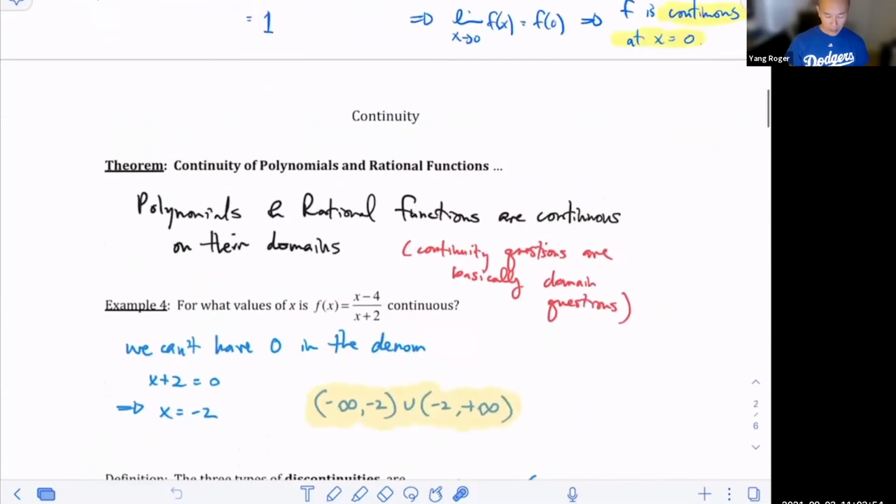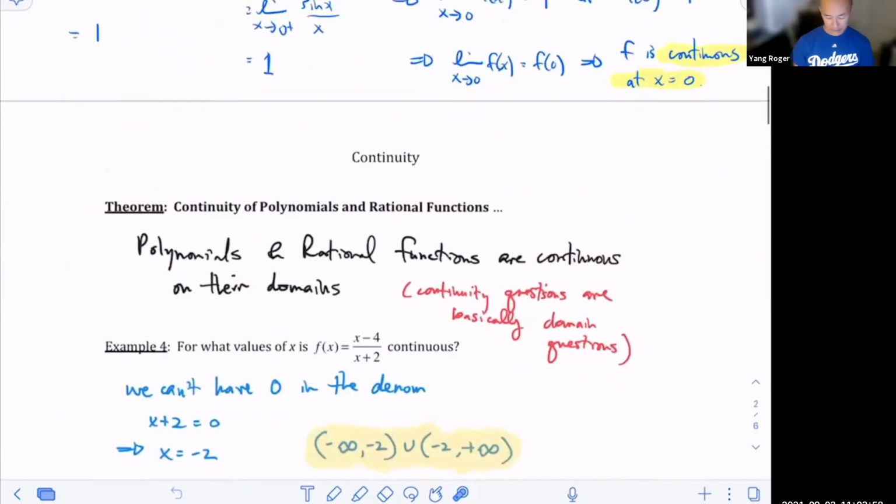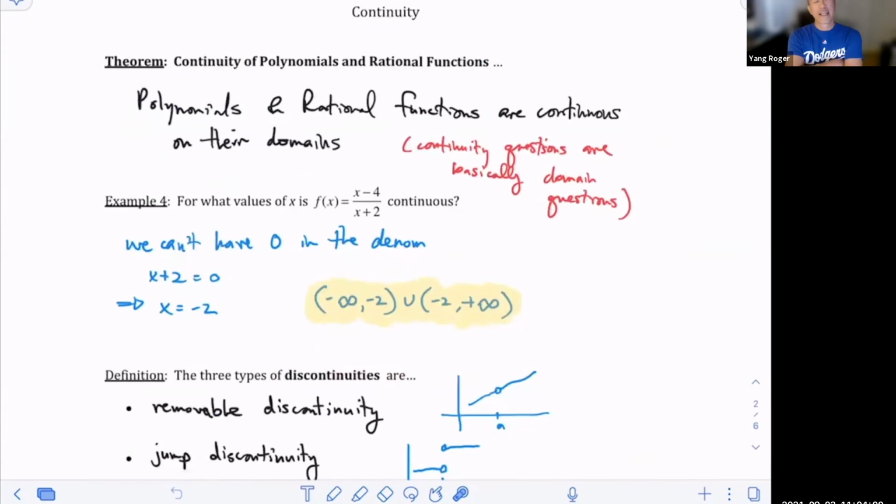So these questions were all about continuity at a point. The next thing that we want to worry about is continuity on an interval. We want to know, where is it continuous, instead of, is it continuous at this one point? Where can I draw the graph without lifting my pen off the paper?